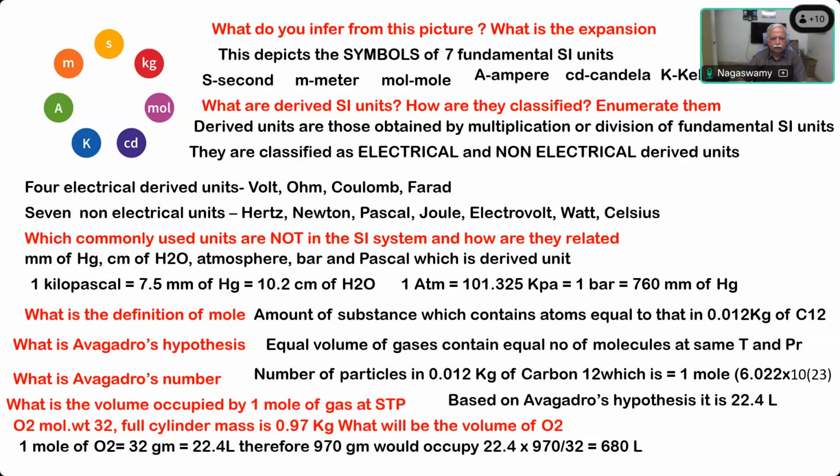1 mole of oxygen is 32 grams, which will occupy 22.4 liters. But the mass is 970 grams, that is 0.97 kg. That would occupy 22.4 multiplied by 970 divided by 32, the molecular weight. So 680 liters. This is how an E-type cylinder has 680 liters total oxygen volume. So if a question on the cylinder comes, they may sometimes ask how you will know that it has 680 liters. This is the formula that you have to use.